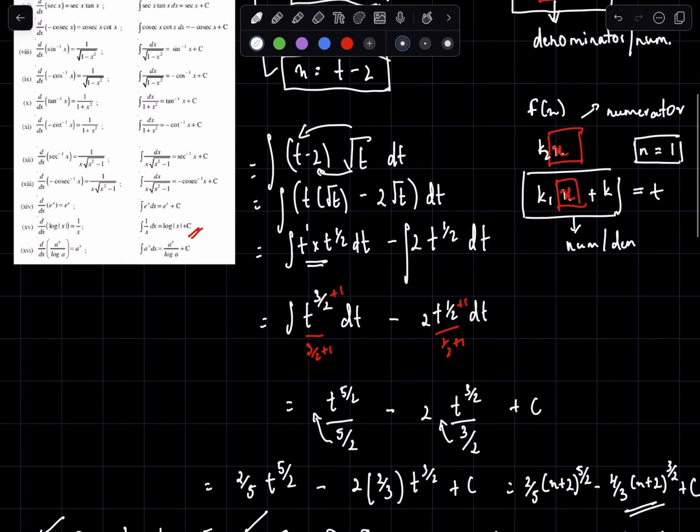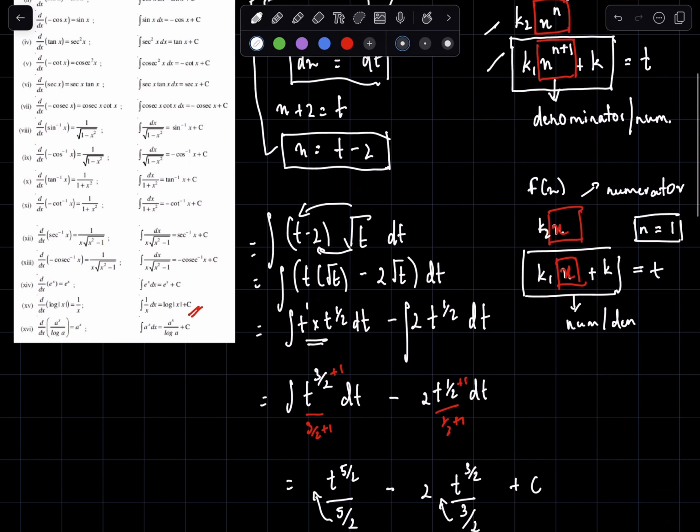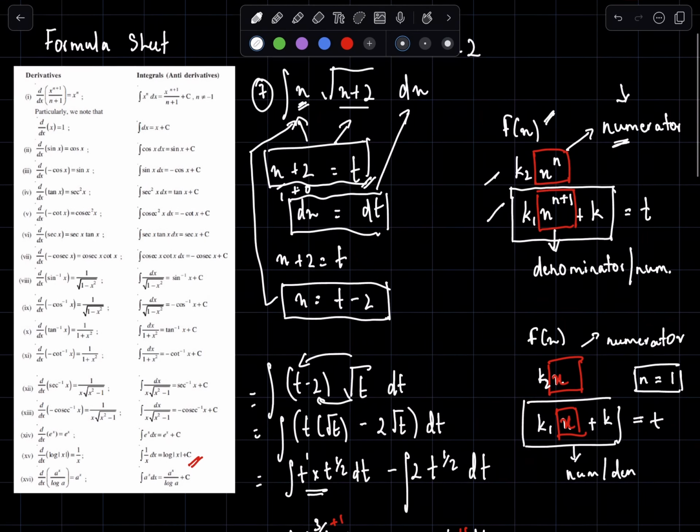So this was a bit long. This was a bit longer because of the powers being square roots and square roots to the power of something else. It took a bit of time. Anyways, the simplification, I think everyone understood that. Let's move on to the next question.